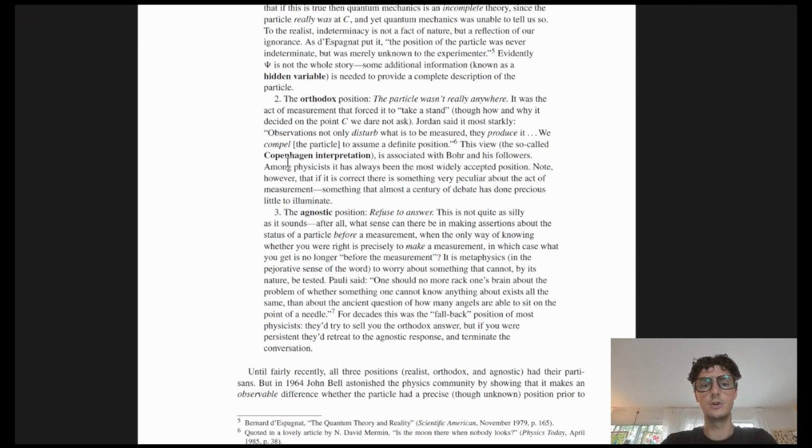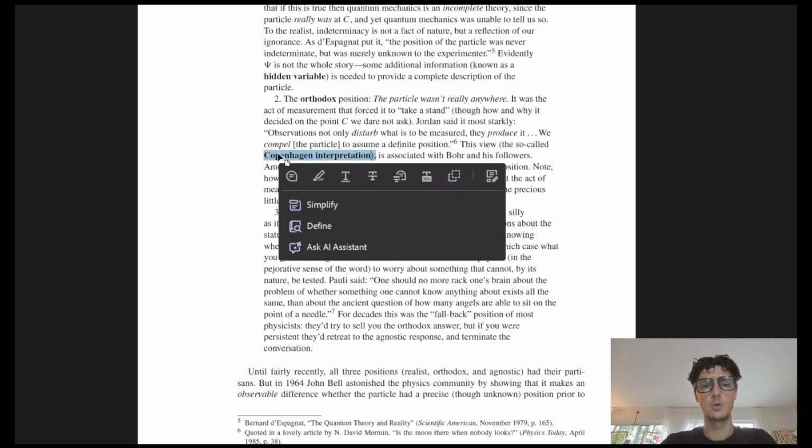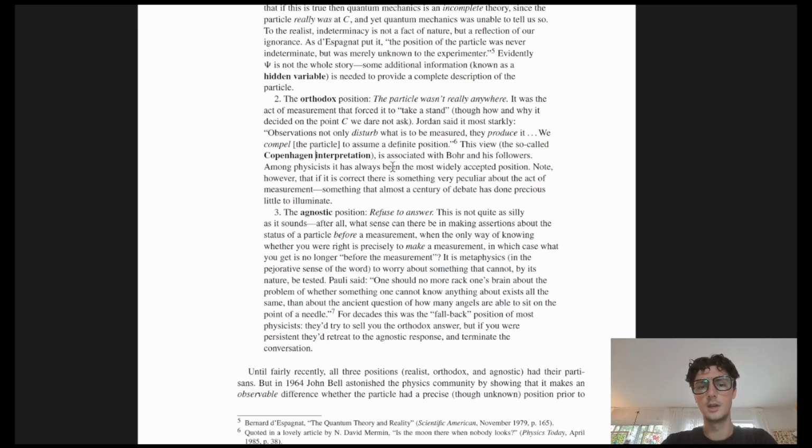This view is the so-called Copenhagen interpretation. Google search this, check Wikipedia if you're interested. This is one belief of quantum mechanics. I think it's the most widely accepted one currently. I'm not sure. It is associated with Bohr, another last name, I don't know. Niels Bohr, I think, is his full name. Bohr and his followers believe this, I guess, or it's associated with them. So Bohr and his boys figured out the Copenhagen interpretation. Among physicists, it has always been the most widely accepted position.